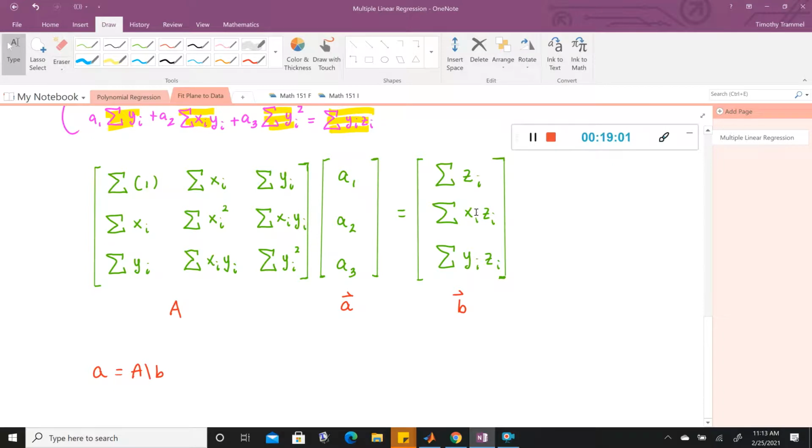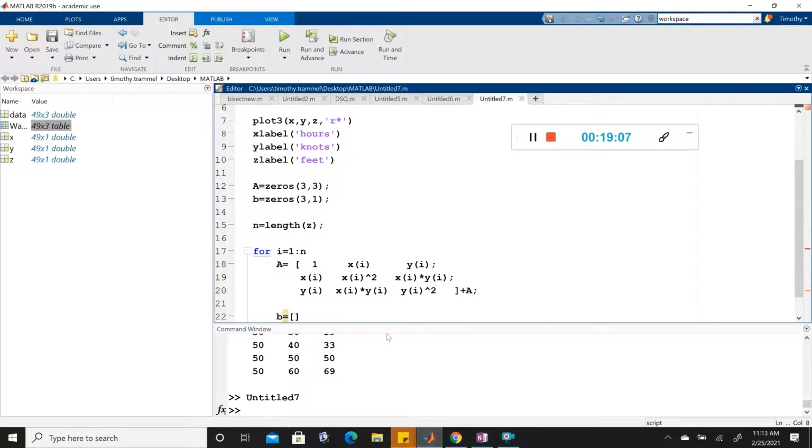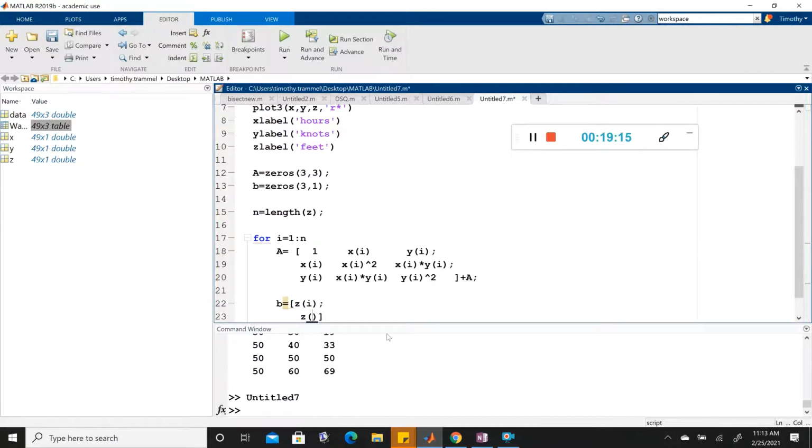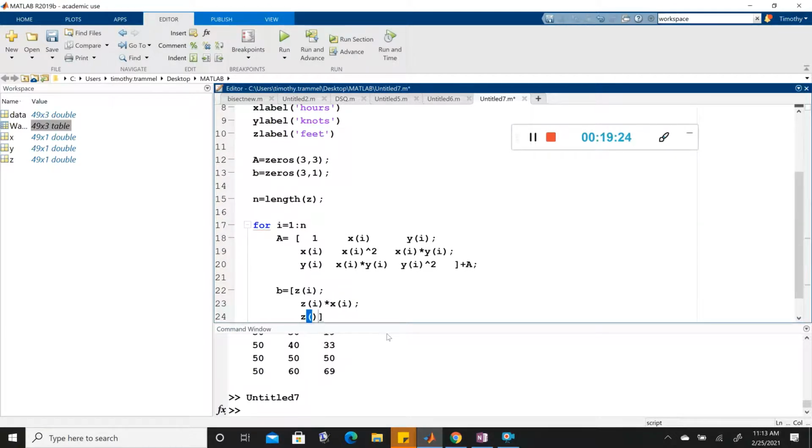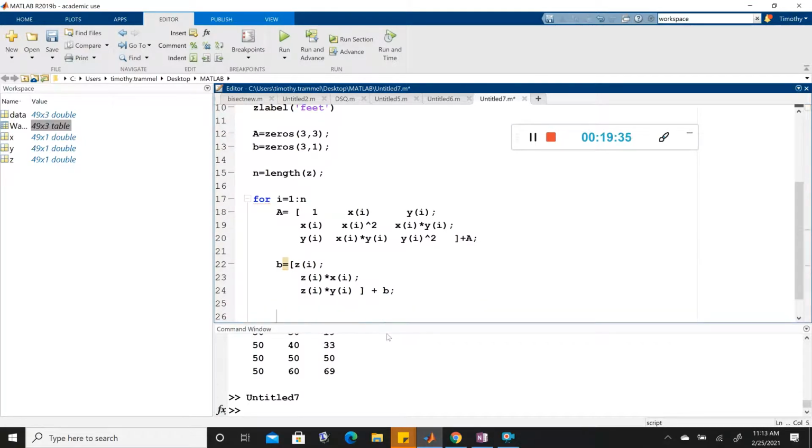B was meant to be Z of I, X of I, Z of I, Y of I times Z of I. Okay, let's go and fill that in. So Z of I times X of I, and lastly Z of I times Y of I. Okay, and we just need to add B to this. So there's our generation of the matrices A and the vector B.